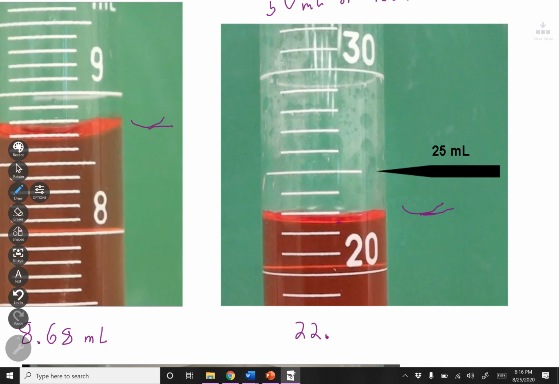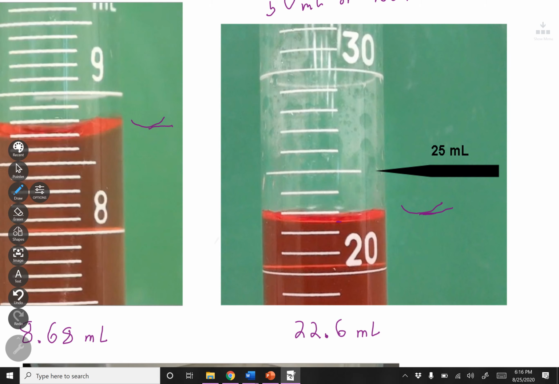So I would say that maybe this is around 22. I'm going to say it's 22.6 because I feel like it's a little bit higher than 22.5, but I don't think it's any higher than 22.7, let's say. Okay, and so this would be my final answer. I would say 22.6 milliliters. Okay, that's how I read this.